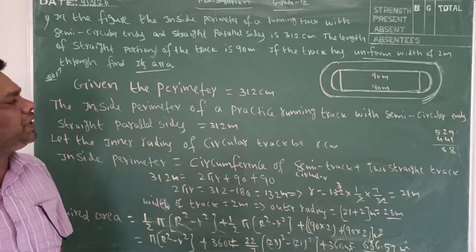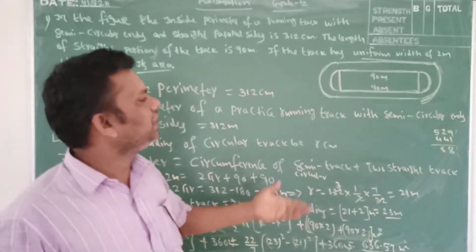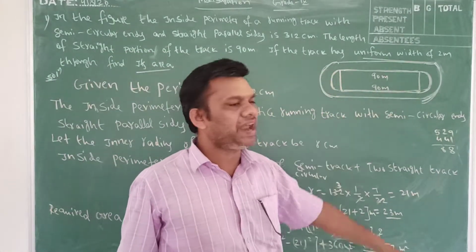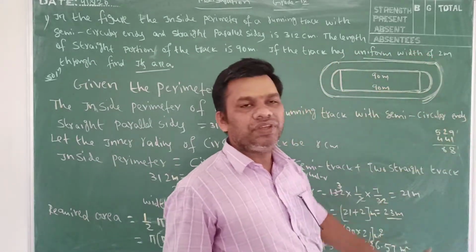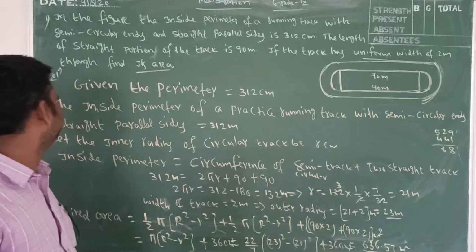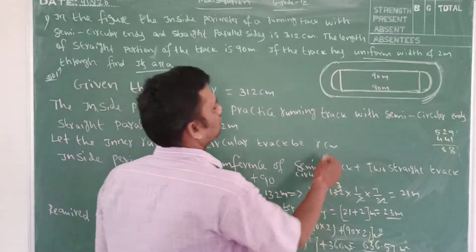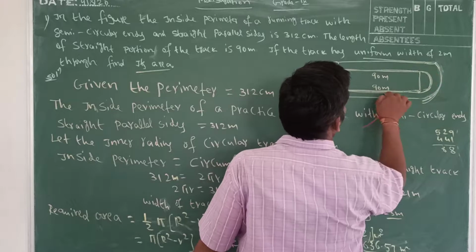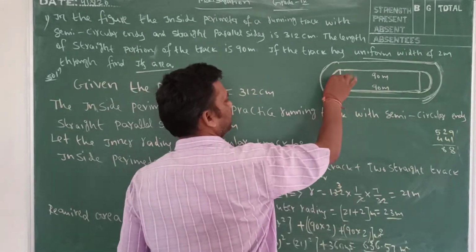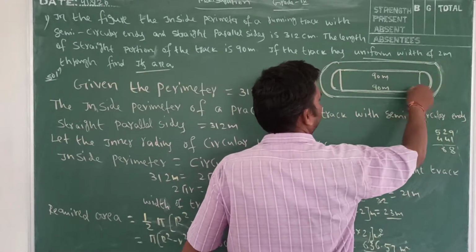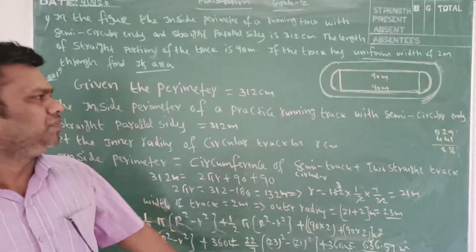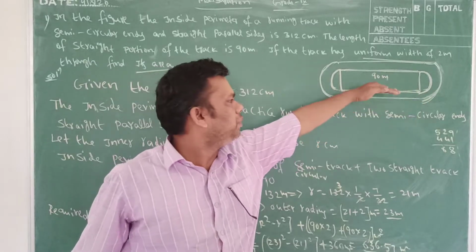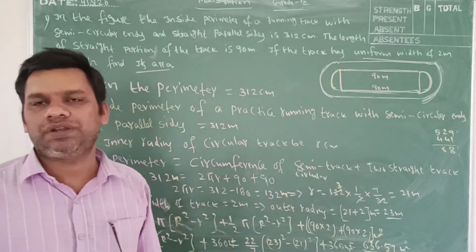The inside perimeter of a practice running track with semicircular ends. Inside is these two, with semicircular ends and straight parallel track. This track has semicircular ends and this straight track. Perimeter means these two circular ends plus the straight portion.